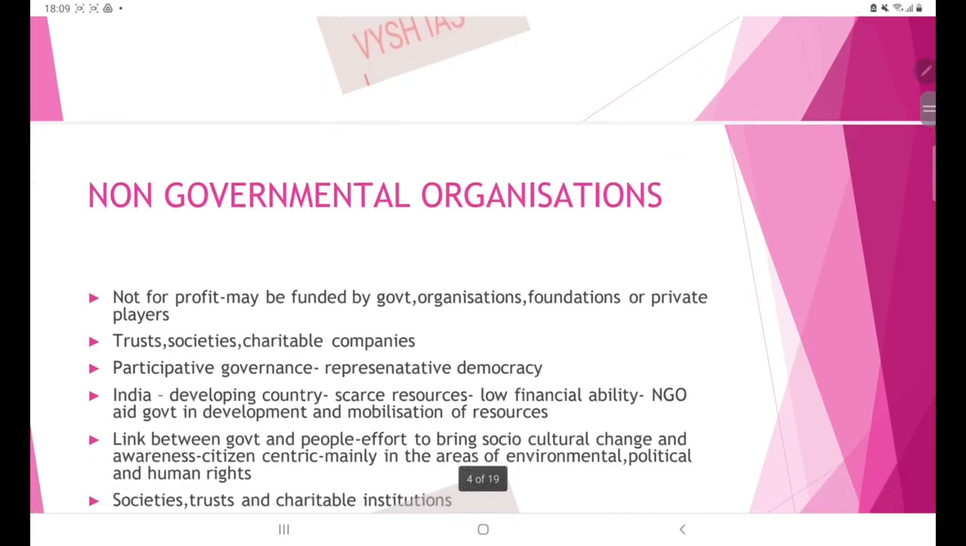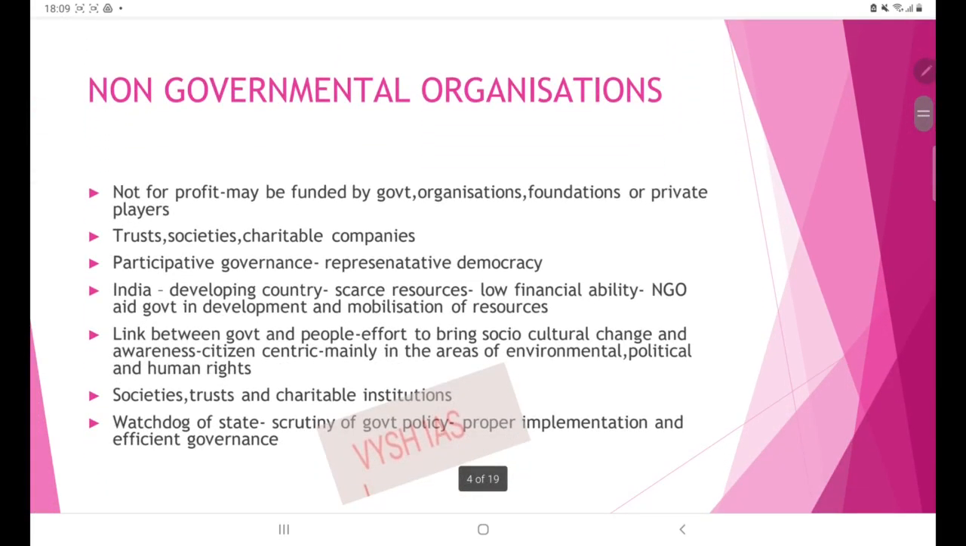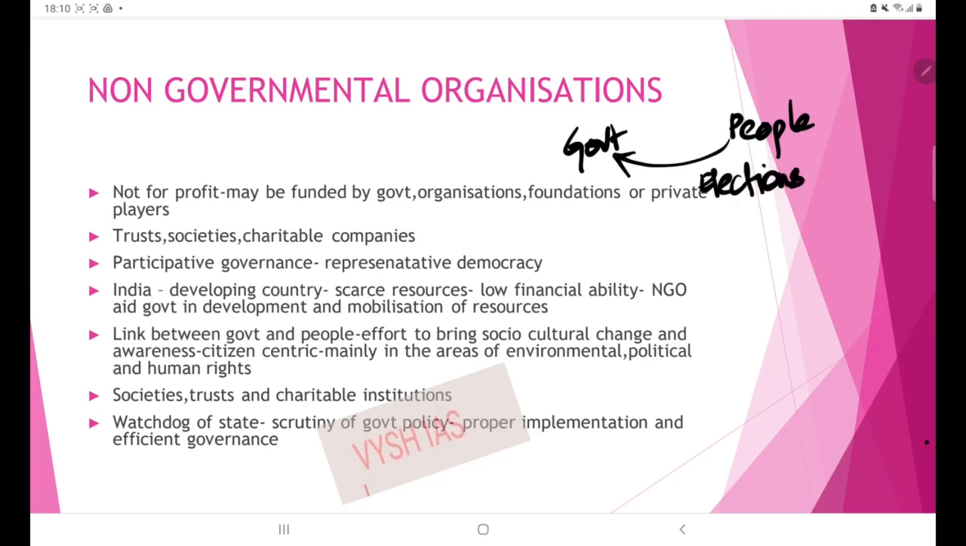Then it is the link between government and people. See, even though we have democracy in our country, the gap between government and people is huge. Can people approach a government? No, it is only linked through elections. During the time of elections only, many people will come to know about the representatives. Other than that, there is no direct link between government and people.